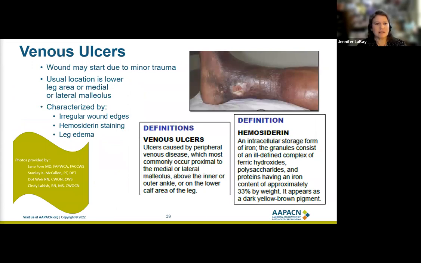Then we have our venous ulcers. This is an ulcer caused by peripheral venous disease. And then we also have some potential hemosiderin staining, which is that leakage of the iron content that shows as a dark or yellow-brown pigment on the wound. And it could start by a minor trauma. It's usually in the lower leg area, medial or lateral malleolus, irregular wound edges, leg edema, and that staining.